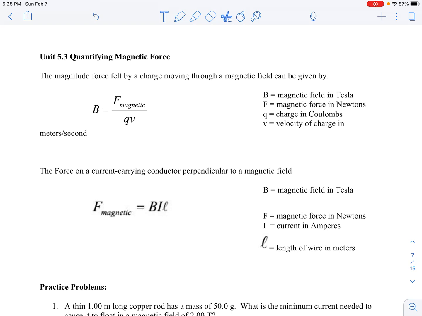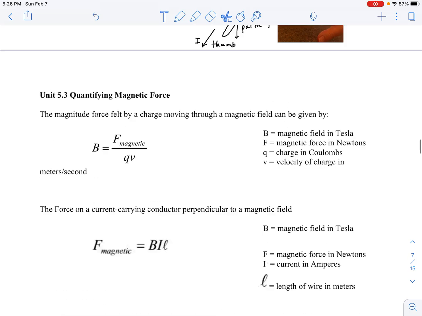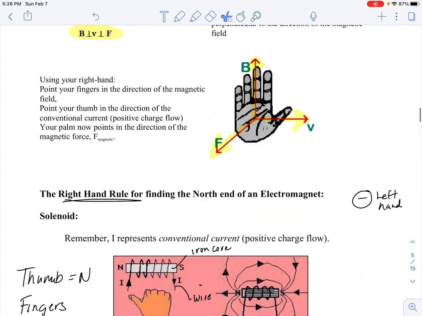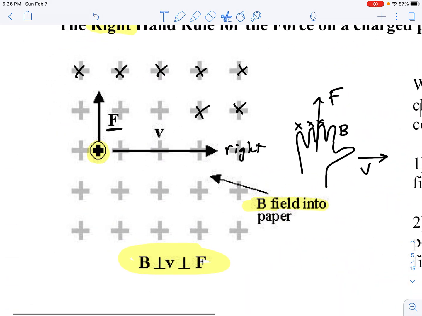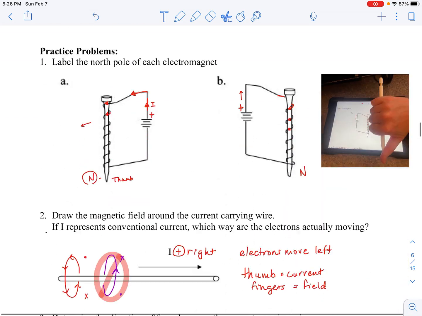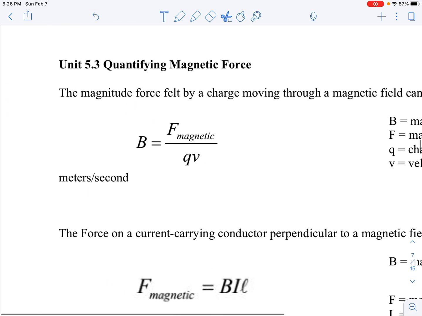In our last video, we looked at the orientation of magnetic fields, moving charges, and forces. Now we're going to look at the amount of magnetic field, force, and charge. So we're going to quantify what we studied in the last section, where we looked at the force on a charged particle moving in a magnetic field. And now we're going to quantify that.